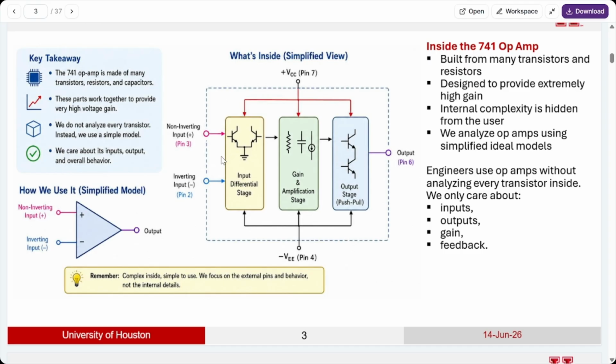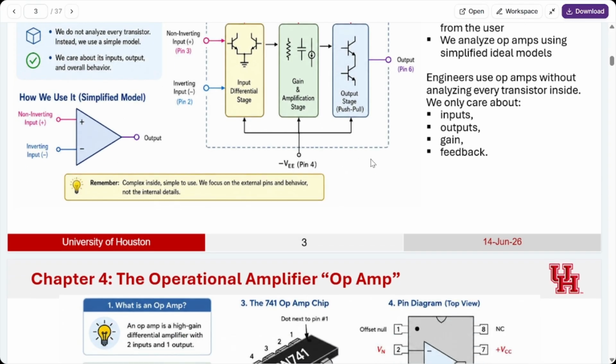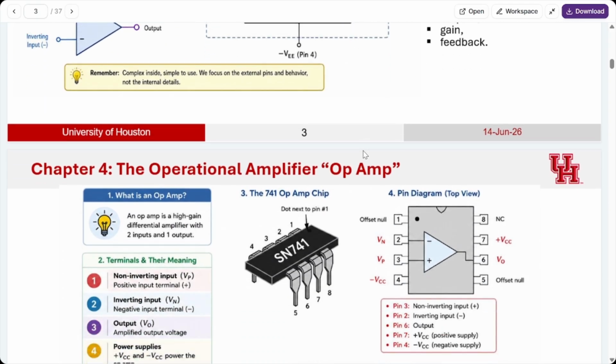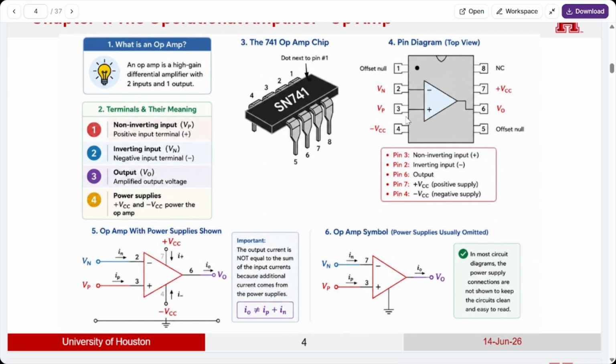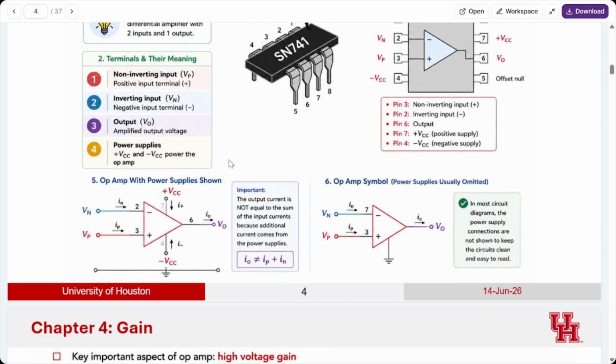Yep. So an op amp has a lot of transistors, capacitors. It's a complicated circuit, but it's always easy to simplify it with a triangle, right? And nobody cares about what's inside the op amp. People just care about what the op amp does, right? That's the point of an op amp. Here's a pinout diagram. That's going to be very useful for your circuit labs, right?